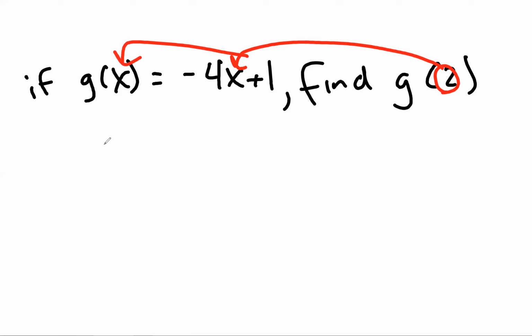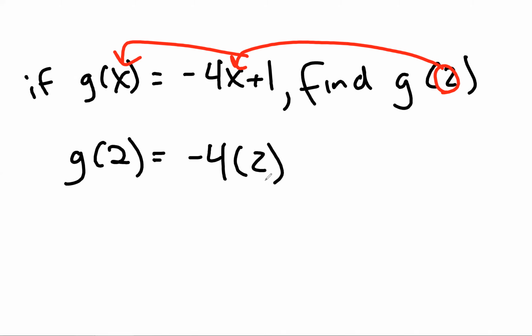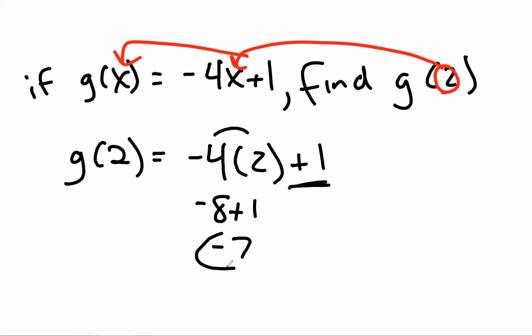I'm going to take this 2, and everywhere I see an x, I'm going to pop the 2 in instead. And so that will give me g of 2 equals -4, and instead of me writing x, I write my 2 and then plus 1. Well, what is -4 times 2? -8. Don't forget this little plus 1. It hasn't changed. And so I'm going to get a -7. And so my answer is going to be g of 2 equals -7.